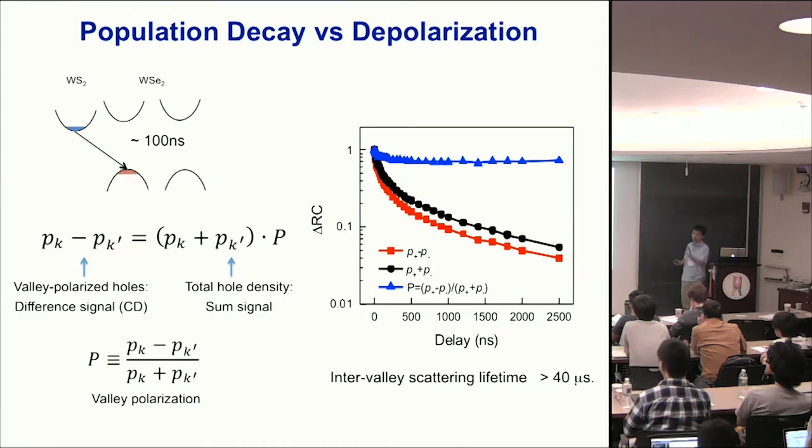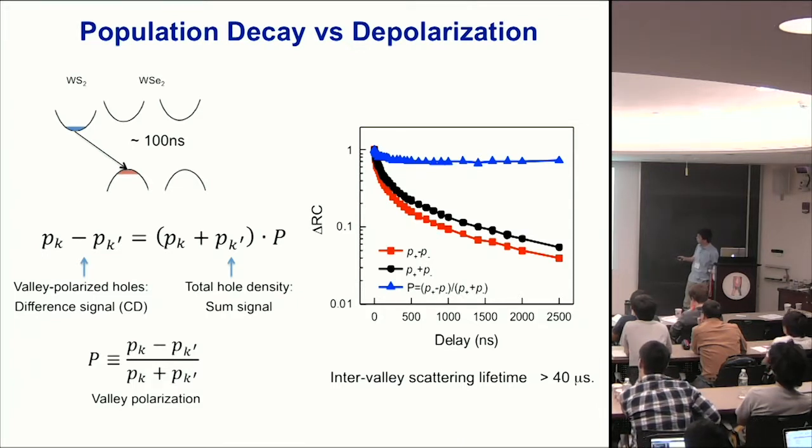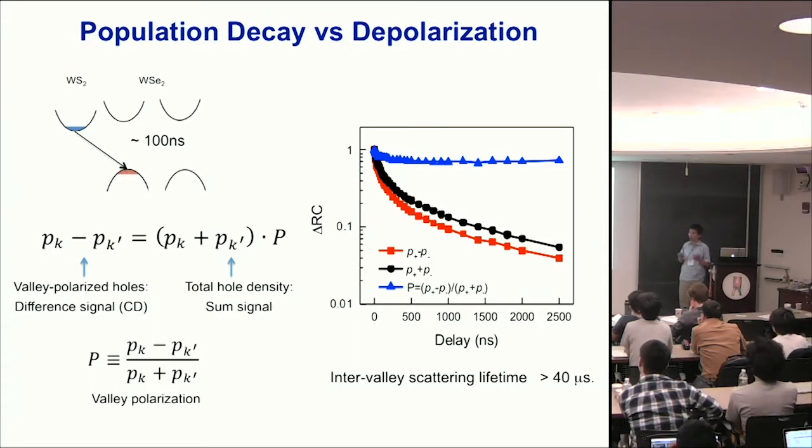And we can actually measure them separately. By measuring the sum signal of the K and K prime valley and the difference signal at the K and K prime valley, we can measure the P plus minus P1 and the P plus plus P1. And you can see they actually decay in a very similar fashion. So the ratio of them tells you the valley polarization, and you can see that actually remains almost constant over many, many picoseconds. So we estimate the inter-valley scattering lifetime is very long. It's actually more than 40 microseconds. Compared with, say, the exciton valley lifetime, which is only a few picoseconds, that's an increase of 1 million times.